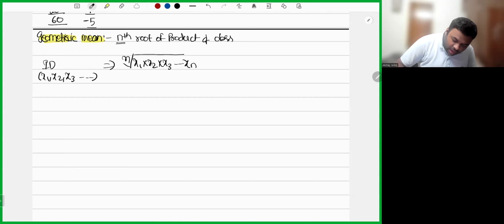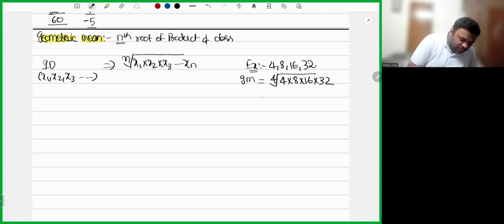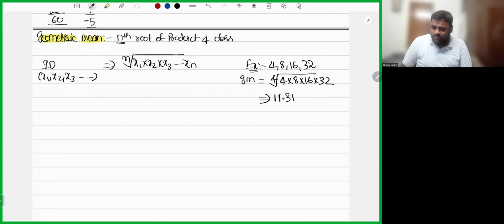Say, for example, I'm having 4 observations: 4, 8, 16, 32. So what will be the geometric mean? The geometric mean will be the 4th root of 4 into 8 into 16 into 32. It will be 11.313. How will you do the 4th root? You will write the value 4 into 8 into 16 into 32 equal to, then you will press the root symbol 2 times.